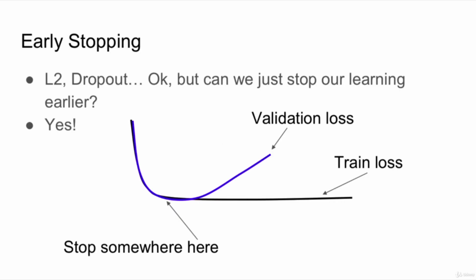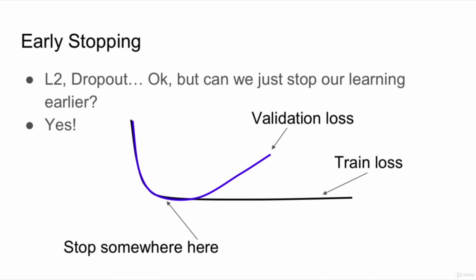Another important regularization technique is early stopping. We already considered several regularization techniques such as L2, dropout, drop block, and others. But the open question is, can we just stop our learning earlier? And the answer is yes, we can, and in fact we have to. Usually, when you train your neural network, you plot two metrics: some loss function on your train set and test set.